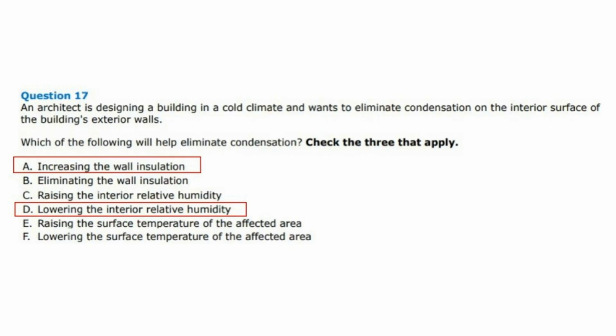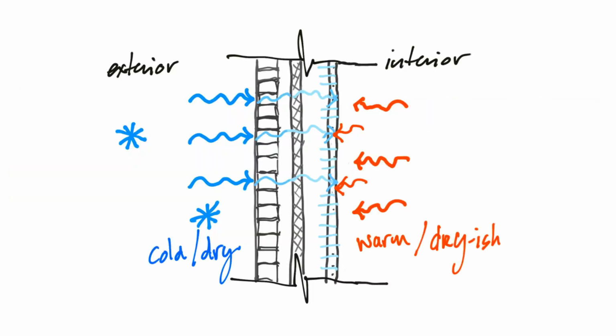The second option might be to lower the interior relative humidity of your space. If your interior air is warm, it will hold more moisture than cold air. I think it's sort of intuitive, but it bears noting that in the winter your skin dries out, right? Everything dries out. Colder air doesn't hold as much moisture as warm air. And so your interior air in the winter is going to be more humid than your exterior air.